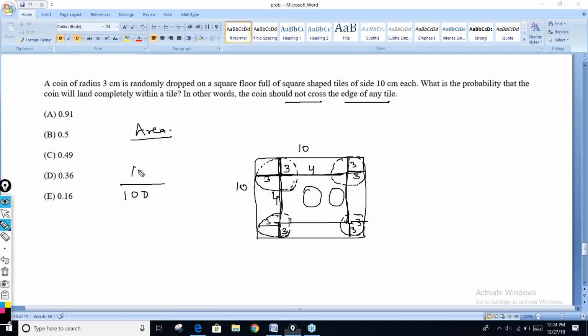So the favorable area is 16 and total area is 100. So what is the answer? Answer is 0.16. That is the probability. So now it seems simple. It is not. You need to first understand what it is saying. So the question is basically an area based question. Clear now? Come to the next one.